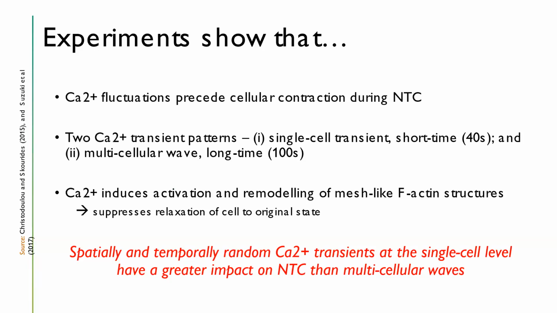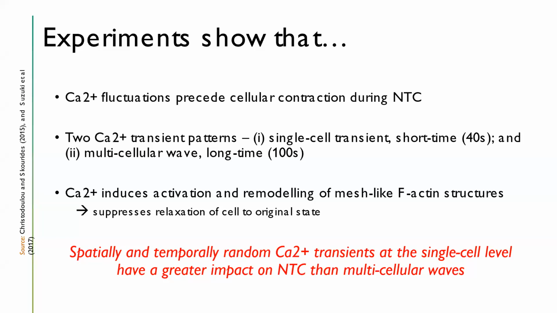The calcium induces the activation and remodeling of these actin structures within the cell. You may have heard of the terms actin and myosin. These are proteins that make up your muscles and lead to muscle contraction and expansion. But in the cells, these actin structures form the cytoskeletal structure. So remodeling these would help you change the cell size permanently. When the calcium activation happens, the mesh-like F-actin structures are remodeled, and this prevents the cell from recovering to its original state once the contractions happen.